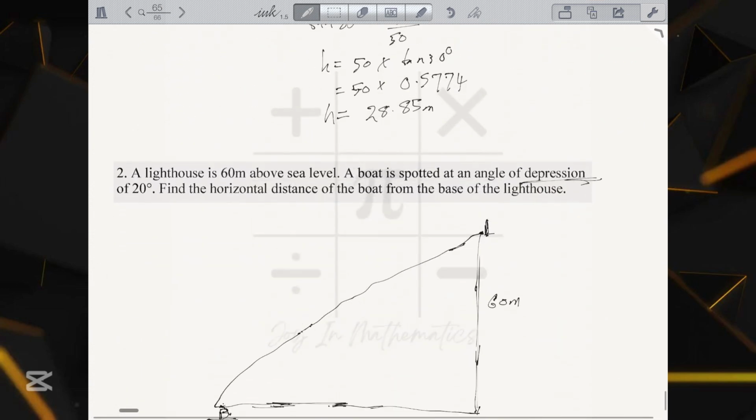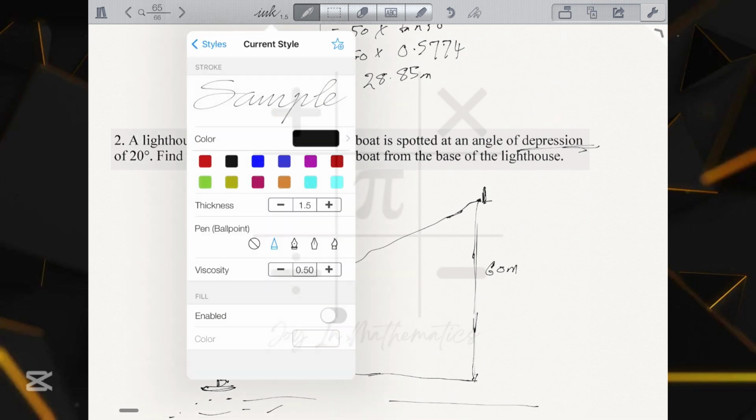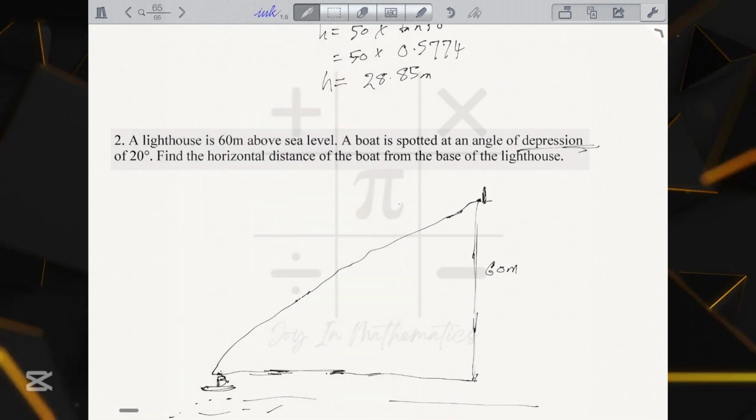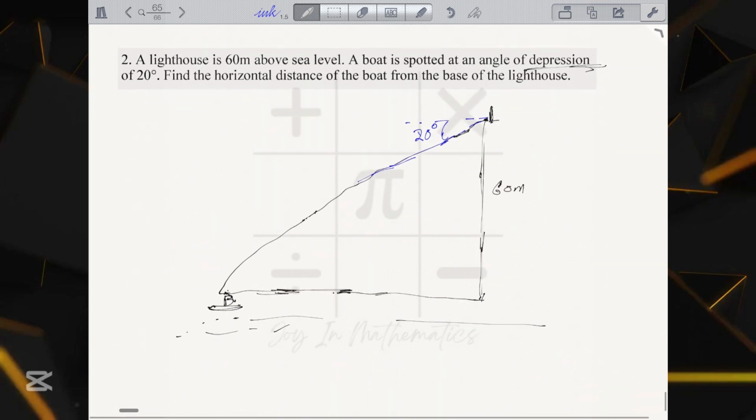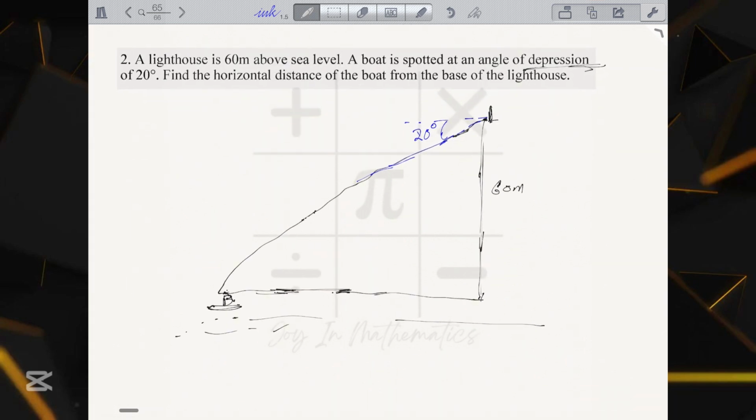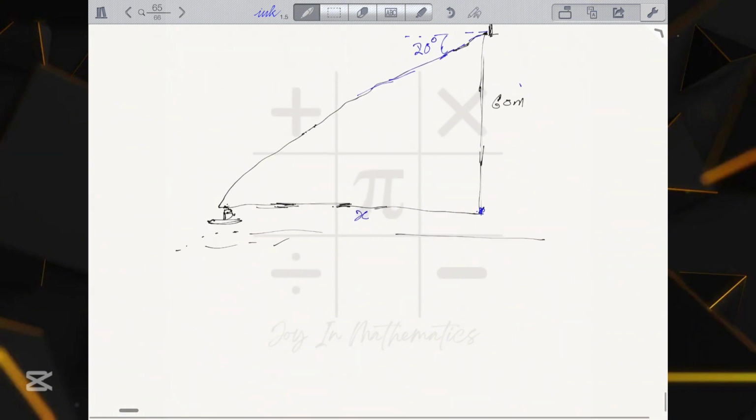Let's depict that here. So in that case, we'll have the horizontal line and the line of sight looking downwards, and the angle between them is 20 degrees. Now that is the angle of depression. Now we have the height of the lighthouse to be 60 meters, and we are asked to find the horizontal distance from the boat to the base of the lighthouse. Let's call this distance x.